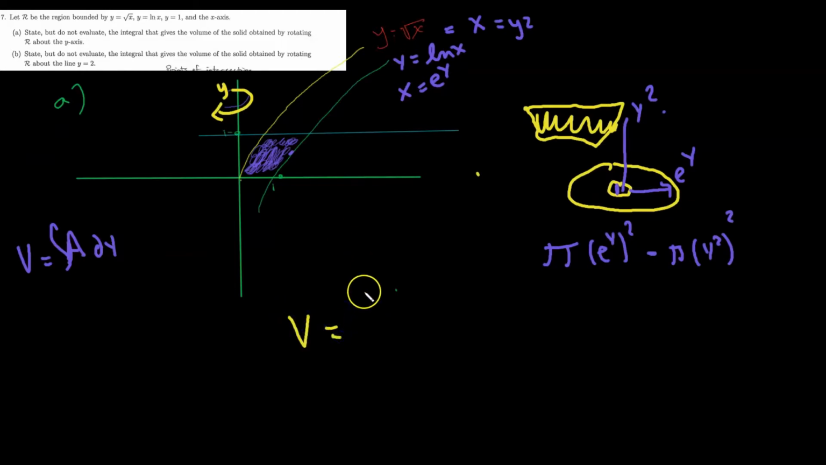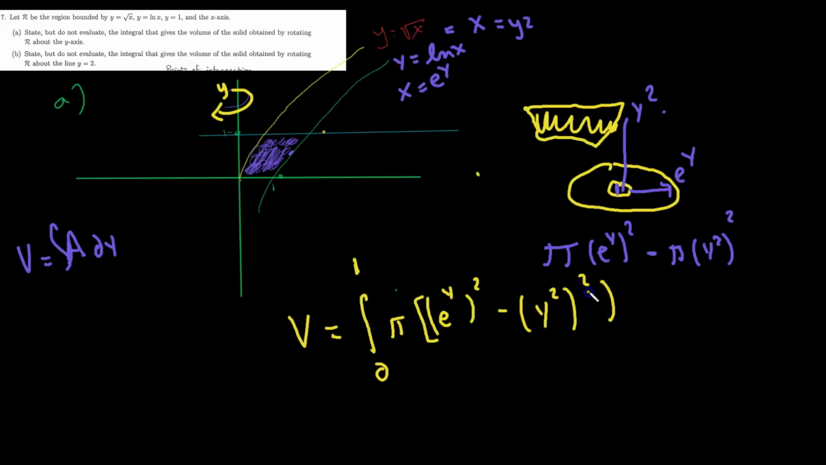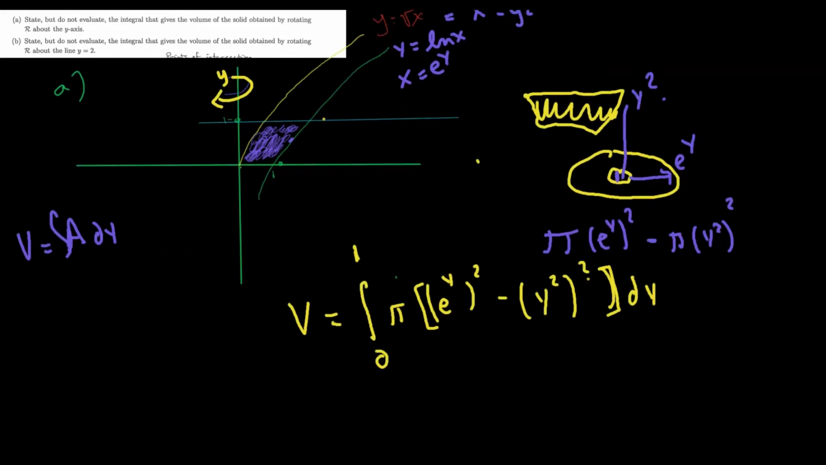Where are we integrating from? We're integrating from the x-axis to our upper bound, right? So 0 to 1. Write our function down. Factor out the pi. (e to the y) squared minus (y squared) squared. And then we put in our dy. And that's what the question is asking us, just to set up the integral.